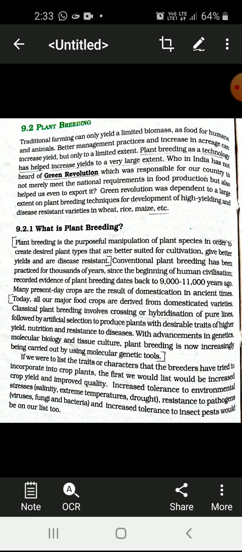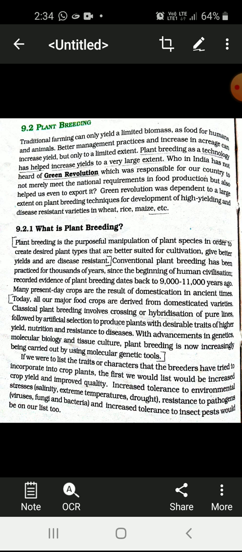Conventional plant breeding has been practiced for thousands of years, since the beginning of human civilization. Recorded evidence of plant breeding dates back to 9,000 to 11,000 years ago. Many present day crops are the result of domestication in ancient times. Today, all our major food crops are derived from domesticated varieties.